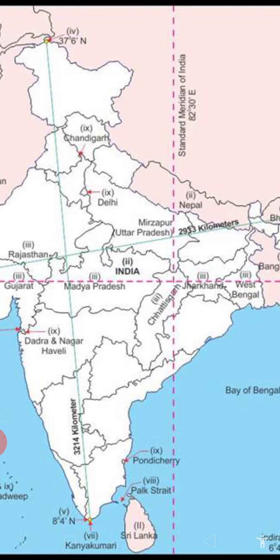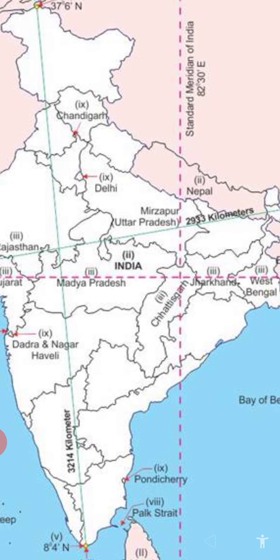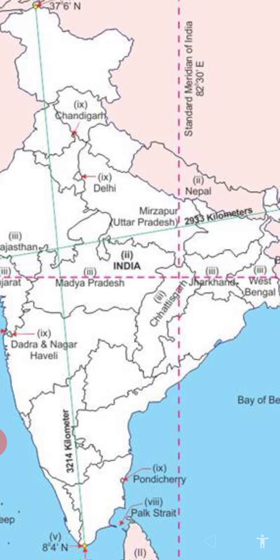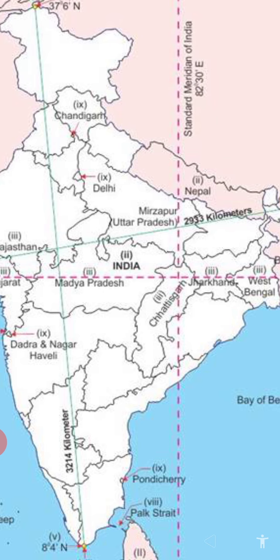Now this one, 82 and a half or 82.5 degree east, or 82 degree 30 minutes east, is known as the standard meridian of India. This meridian divides the complete country into two equal parts, from east to west.